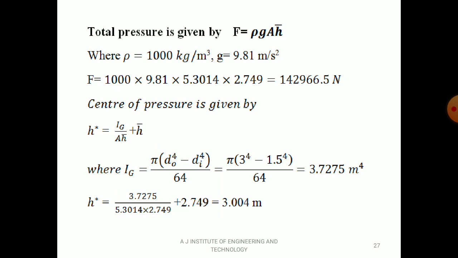Center of pressure is given by H star equal to Ig divided by A into H bar plus H bar, where Ig equal to, here also you should be careful to subtract the hole portion, pi into (d to the power 4 minus di to the power 4) divided by 64. So that is equal to pi into (3 to the power 4 minus 1.5 to the power 4) divided by 64, which is equal to 3.7275 meter to the power 4. H star equal to 3.7275 divided by 5.3014 into 2.749 plus 2.749, that is equal to 3.004 meter. So this is the position of center of pressure from the free water surface.